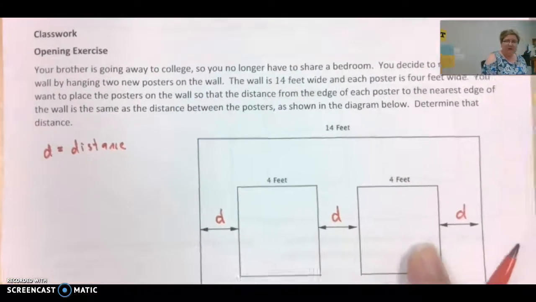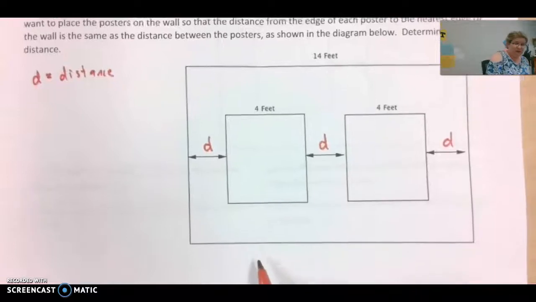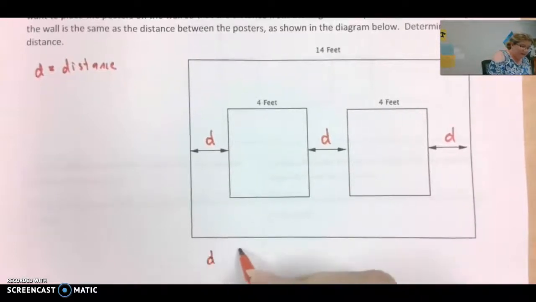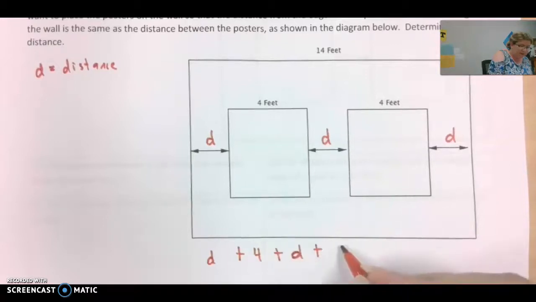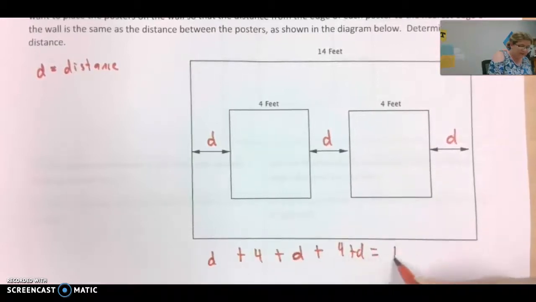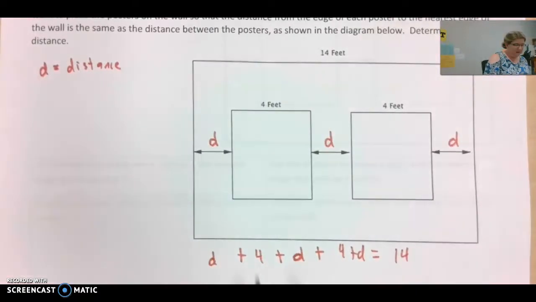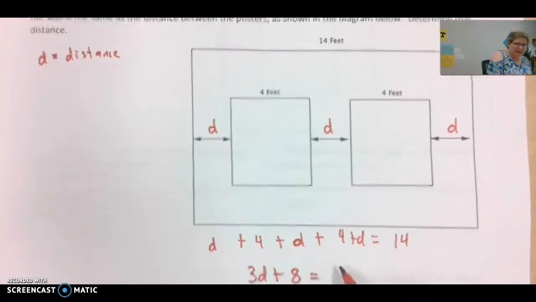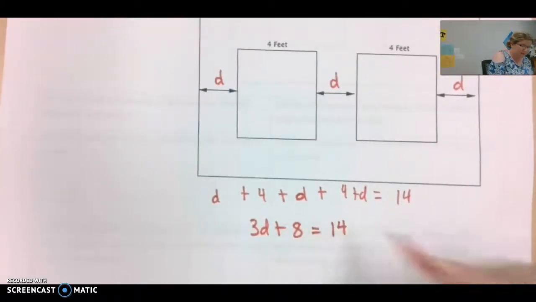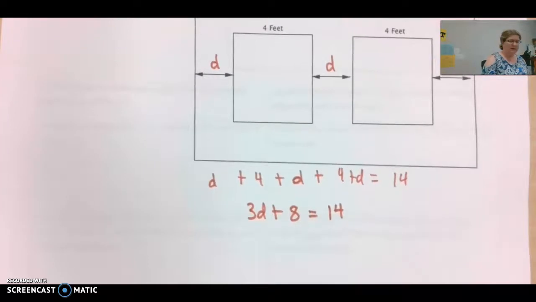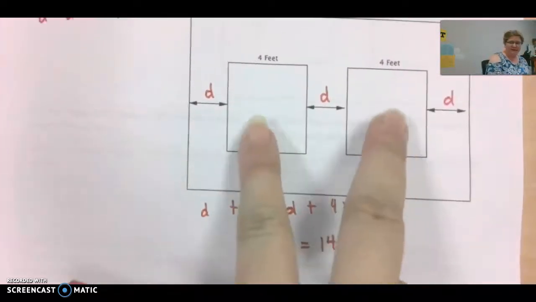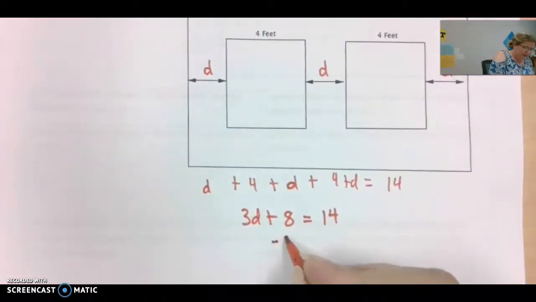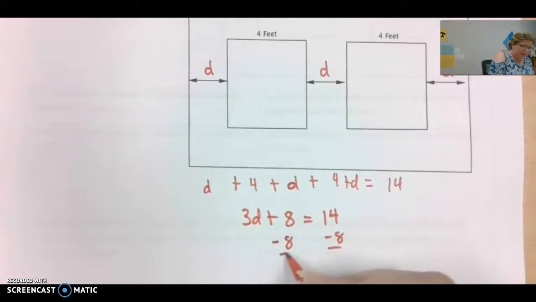So if we look here, we've really written an equation because what we have is D plus 4 plus D plus 4 plus D is 14. So we have 1, 2, 3 D's plus 4 and 4 makes 8, and that gives us 14. Alright, then to solve, we're going to take the distance of the posters away. So that would be subtract 8 from each side.